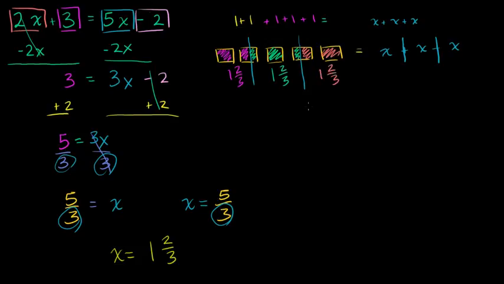So when you divide both sides by 3, you get 1 2/3. Each section, each bucket is 1 2/3 on the left-hand side, or 5/3. And on the right-hand side, we just have an x. So it still works. A little bit harder to visualize with fractions.